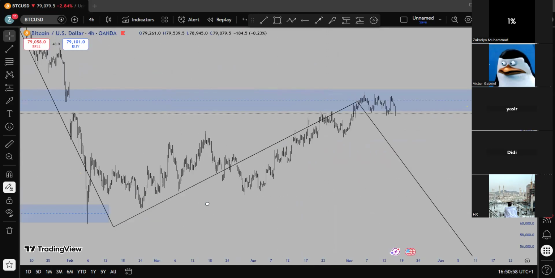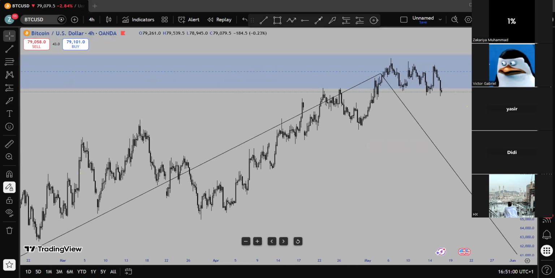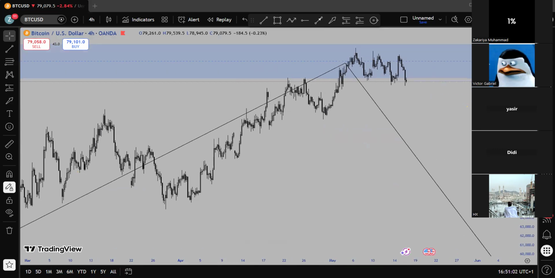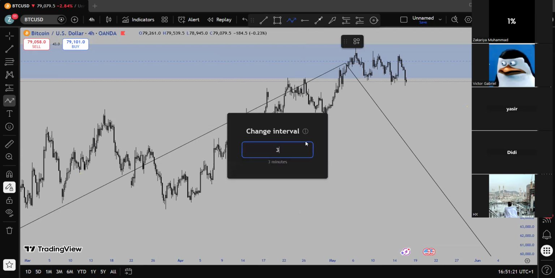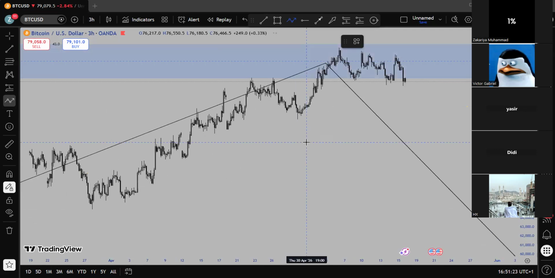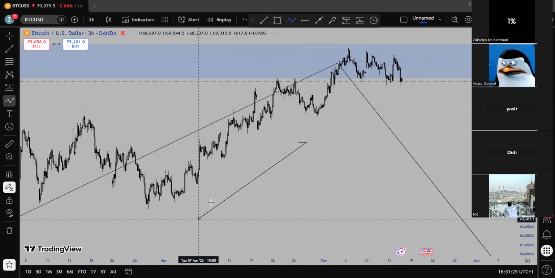So you come to a lower time frame, 4 hour or 3 hour or 2 hour, the one you can read the market structure, because you learn to read market structure by trying to read it in different time frames. When one time frame is not clear for you, go to a different time frame and read it there. For example, this one is 4 hour. If it's not clear, I can go to 3 hour and read the structure again. So let's start from here.